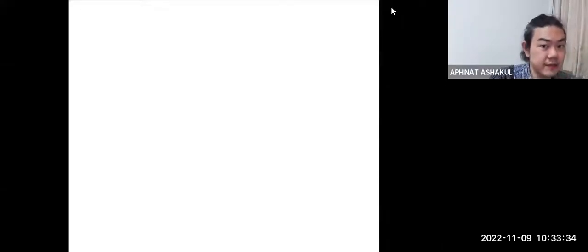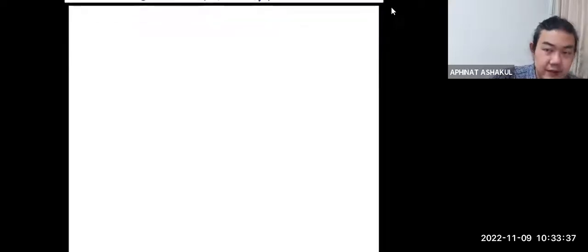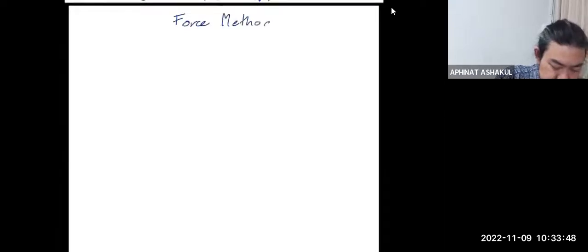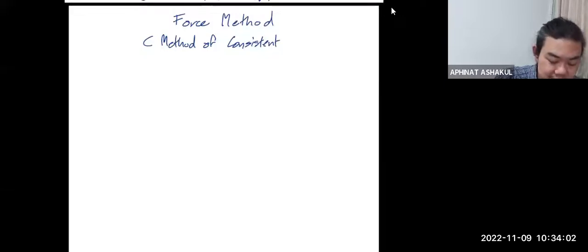Let's revisit this a little bit. Please keep in mind that the method we use now is called the force method, because we try to solve the force directly. Another name is the method of consistent deformation, because of its definition. So that means from an indeterminate structure.